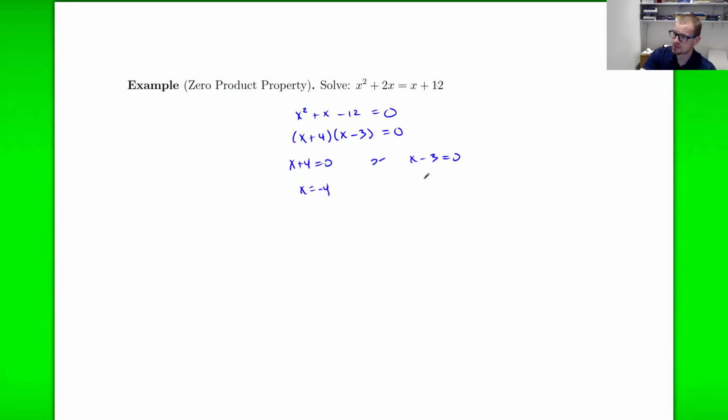All right, in this case, we'll add 3 to both sides to get x is equal to 3 as our second solution. So these are the solutions to our quadratic equation.